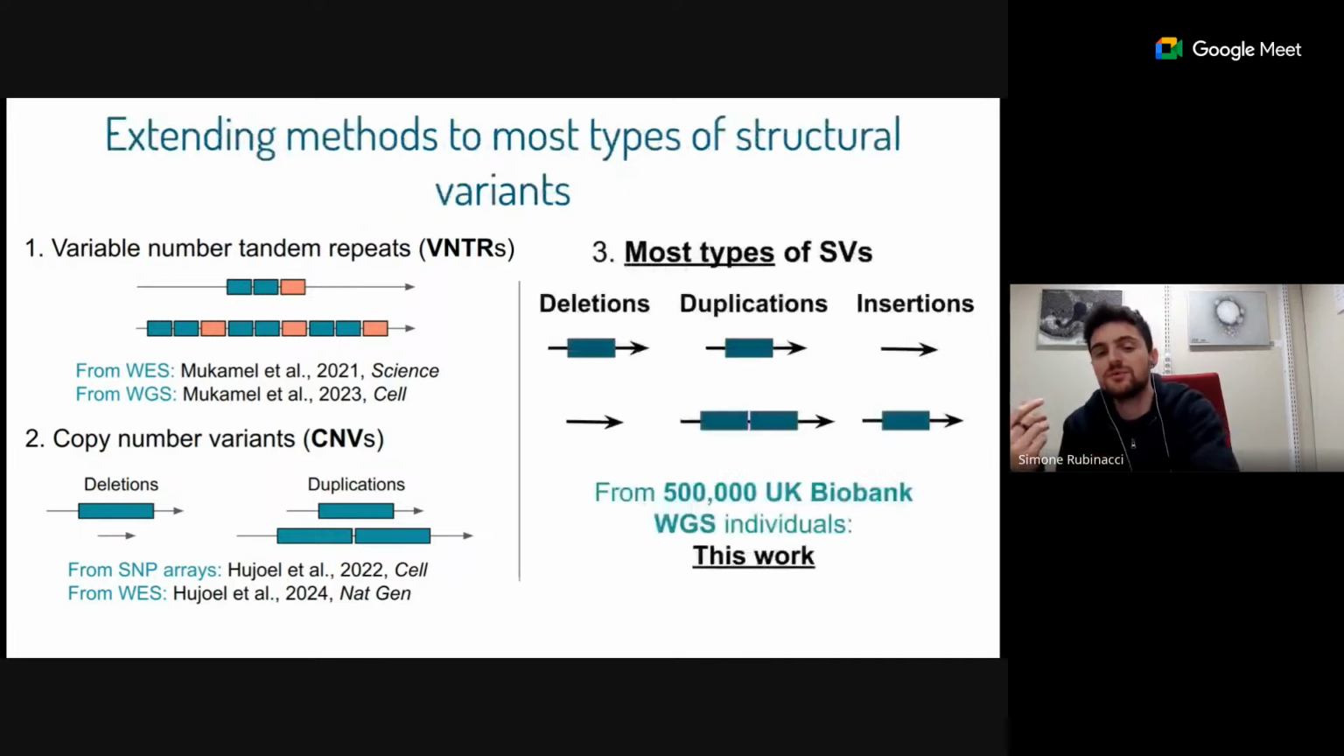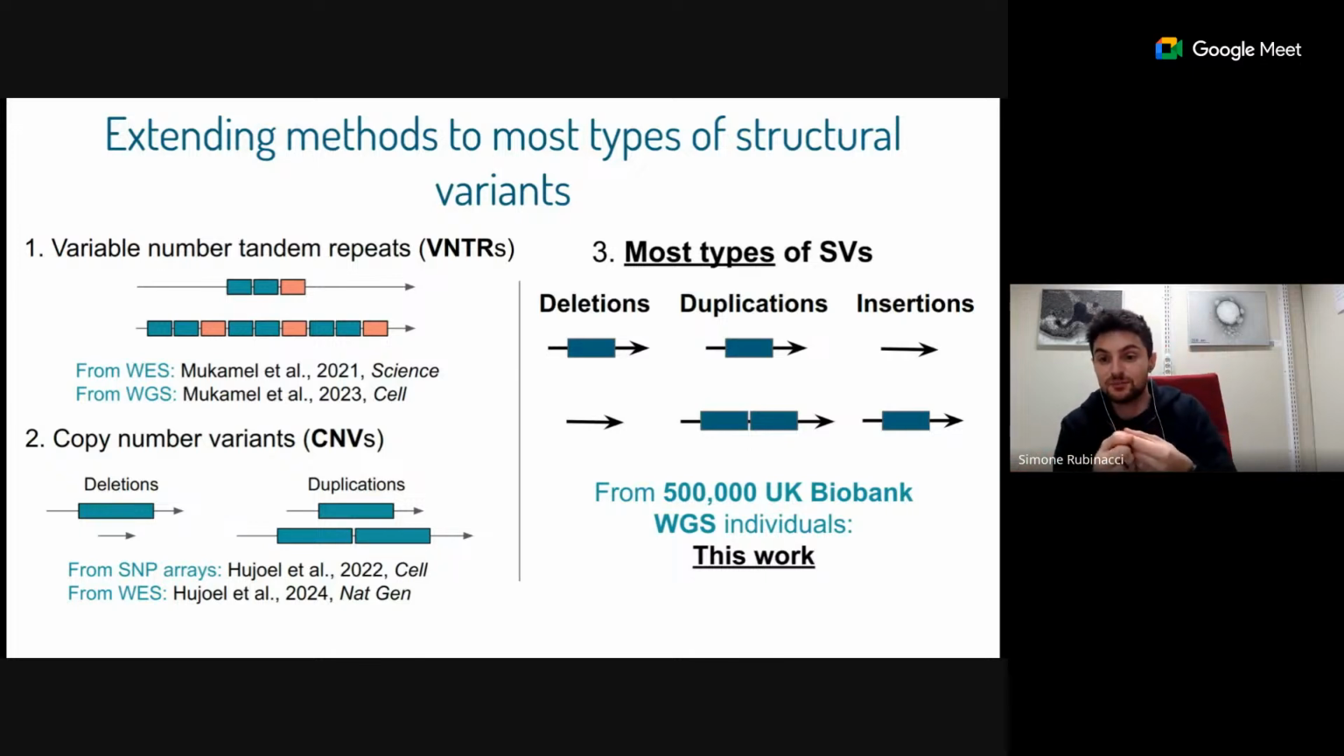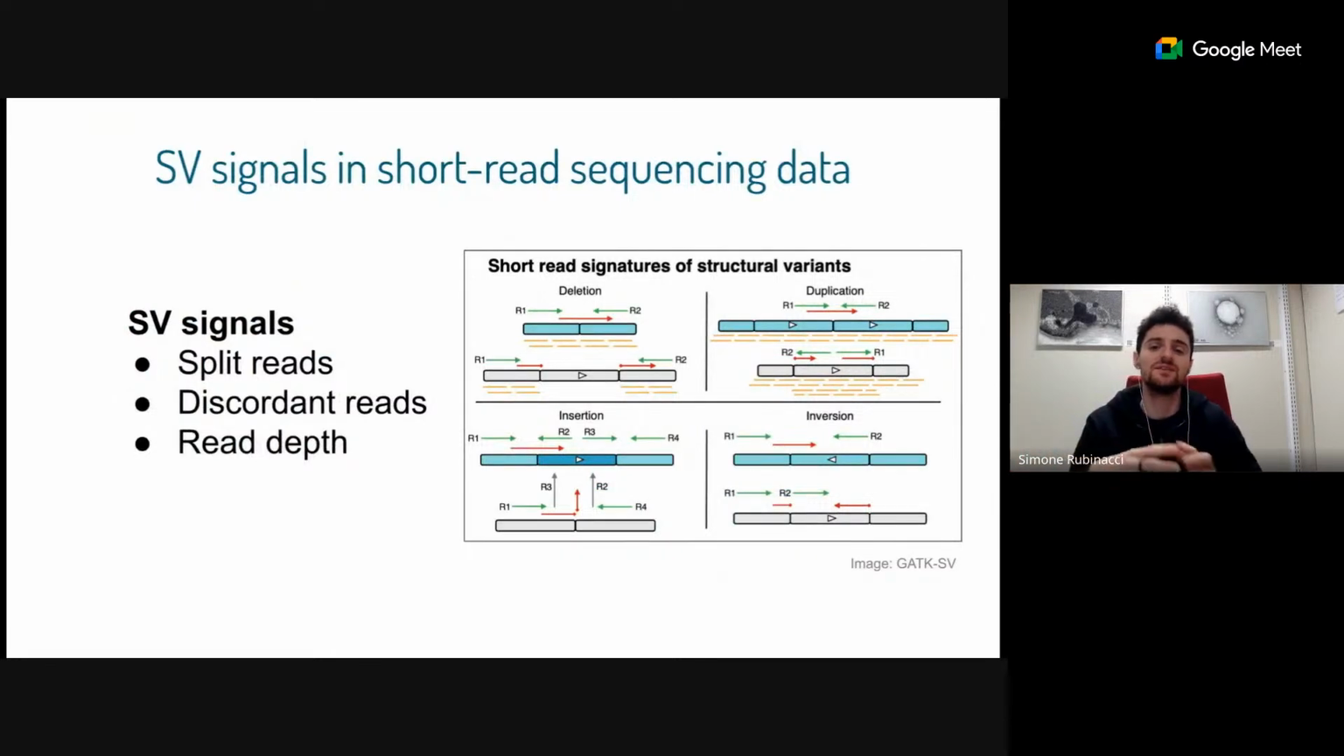And in this work, we've been extending such approaches, first to detect all classes of structural variants, including insertions, which are typically very difficult in short-read sequencing data, and inversions and mobile elements. And second, for scalability, extending this approach to the entire cohort of 500,000 whole genome sequencing samples in the biobank.